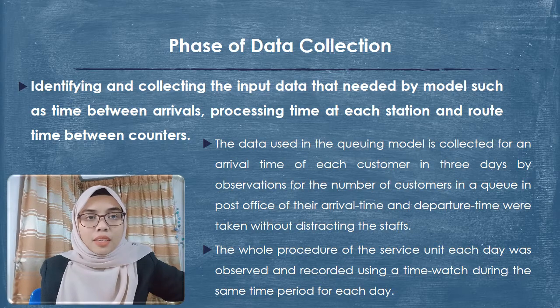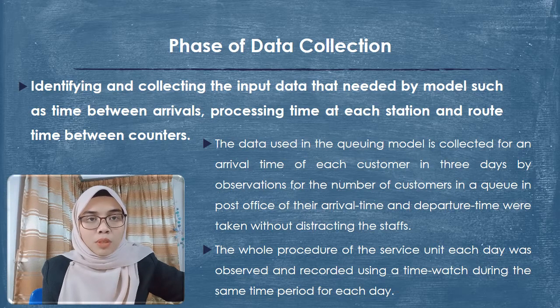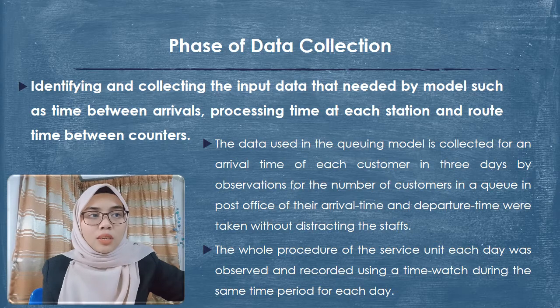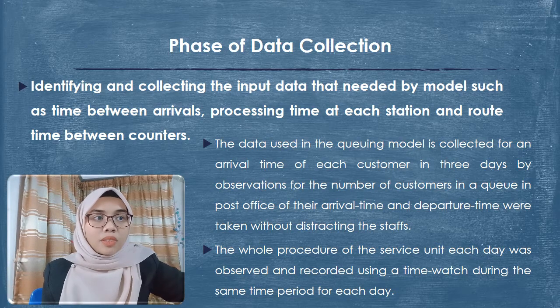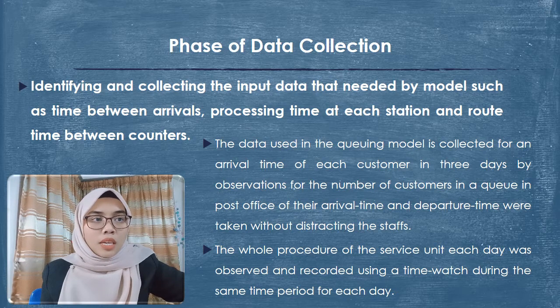This is the flowchart of the proposed model with phase of data collection. Identifying and collecting the input data needed by the model, such as time between arrival, processing time at each station and route, and time between counters. The data used in the queuing model is collected for the arrival time of each customer in 3 days by observation. The number of customers in the queue in the post office, the arrival time and departure time were taken without distracting the staff.